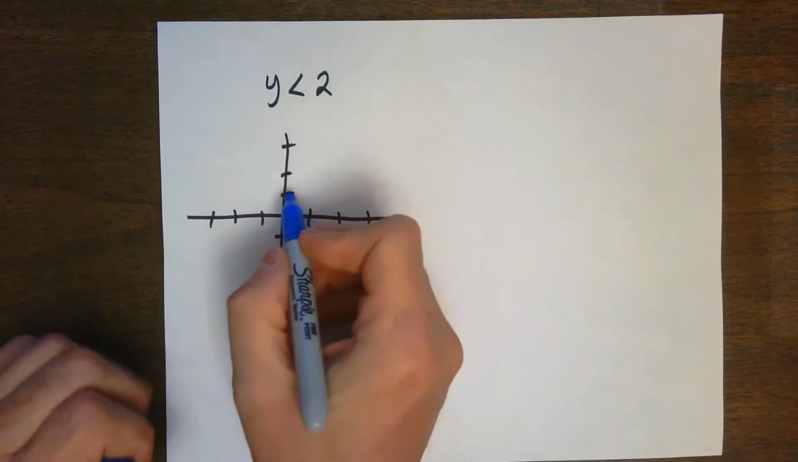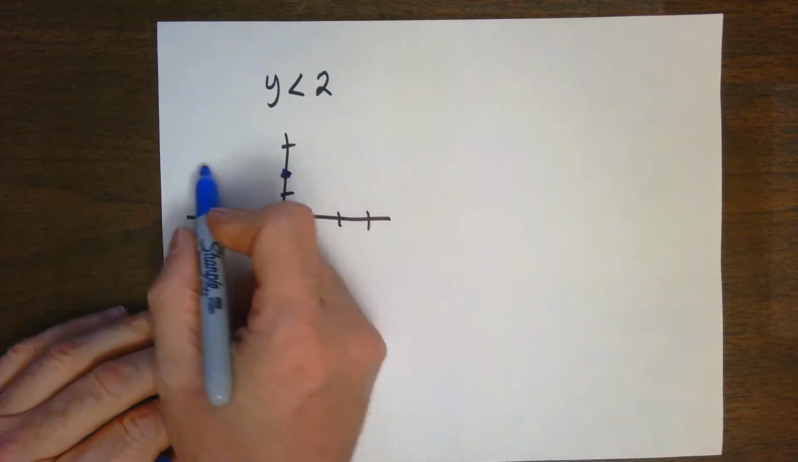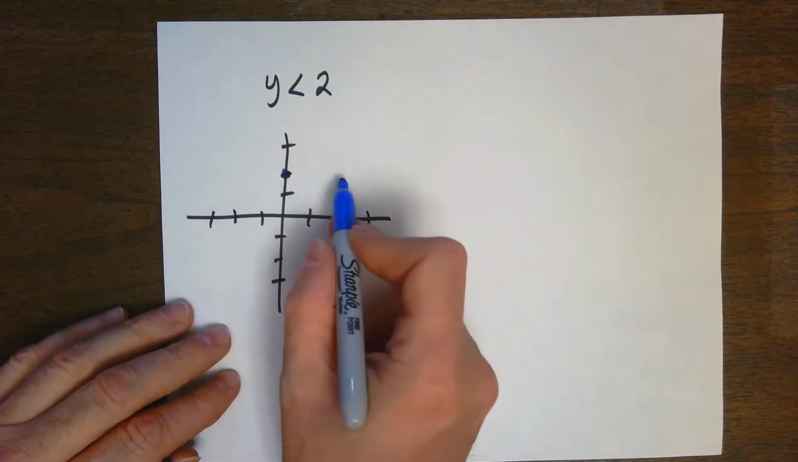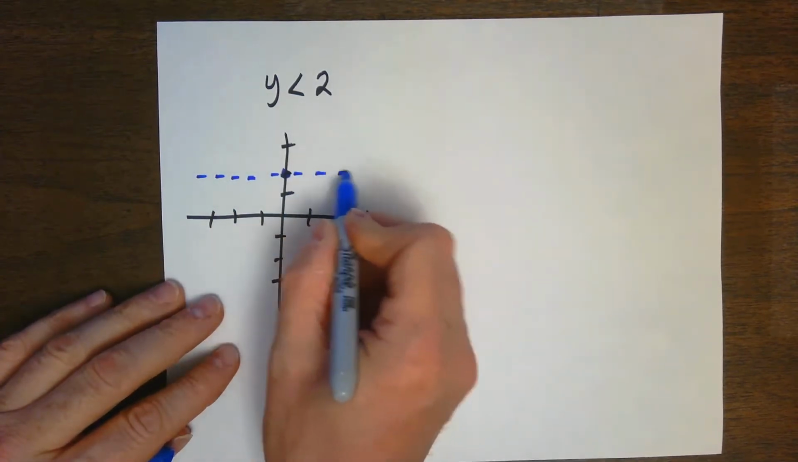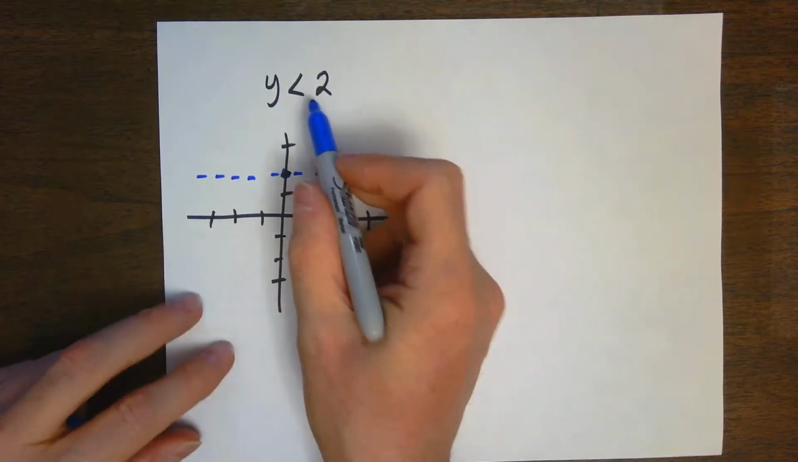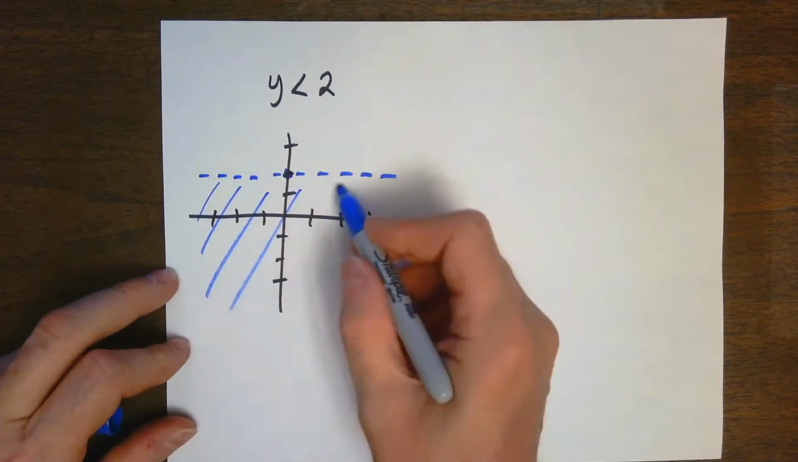Y is less than 2. Here's where y equals 2. In fact, that whole line right there is y equals 2. But I want a dotted line because it's not or equal to. And I want values less than that. Less than would be below.